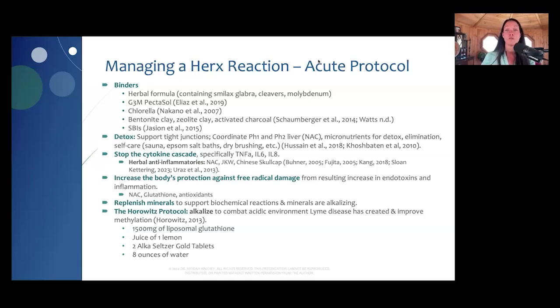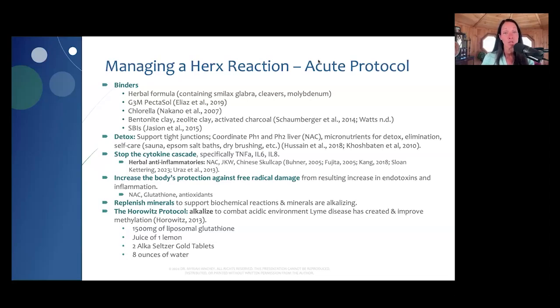We need to coordinate phase one and phase two of the liver, make sure that we're not pushing phase one faster than phase two. We need to make sure that we're using all of the various micronutrients that are needed to run our biochemical reactions that detoxify our bodies. We need to make sure that we are pooping, peeing, breathing, sweating. We need to incorporate some of these detoxification self care techniques like sauna, Epsom salts, dry skin brushing, etc.